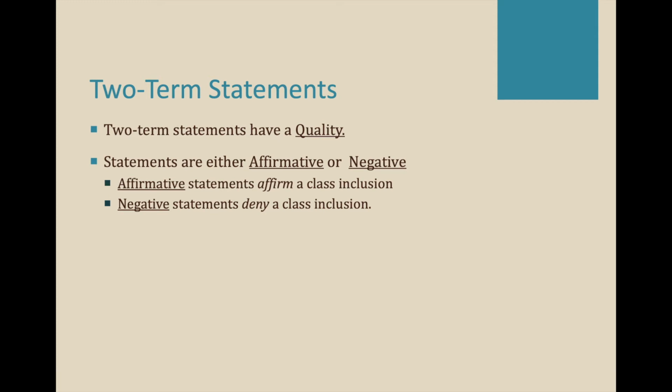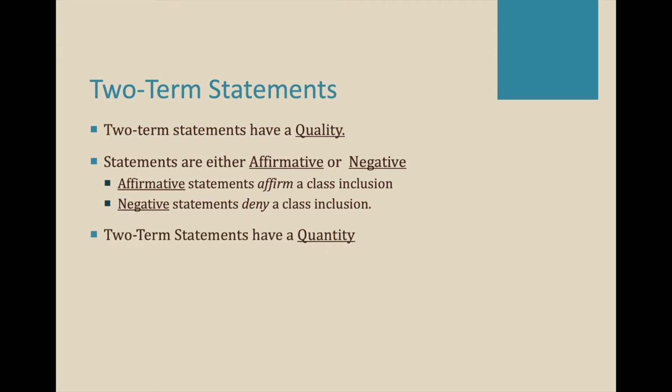And then there are negative statements. And negative statements deny a class inclusion, which is to say, negative statements tell us that members of one category or class, represented by a term, are not included as members of another category or class represented by a term, right? So we look at those statements that deny a class inclusion. Those are negative statements. And together, affirmative and negative are the possible qualities of a two-term statement. So any two-term statement must have a quality, which is to say any two-term statement is either affirmative or negative.